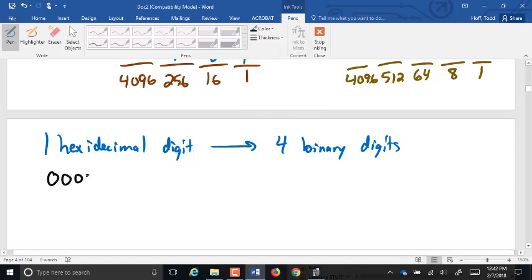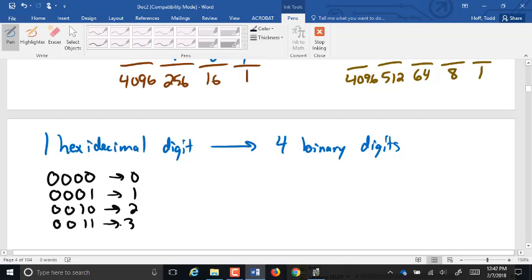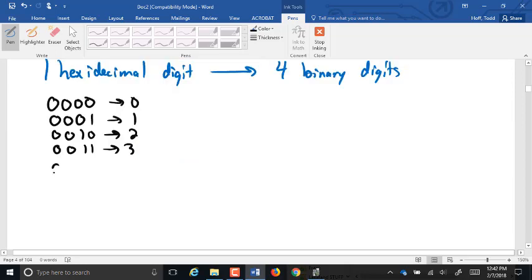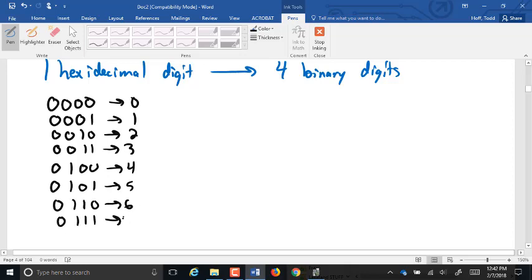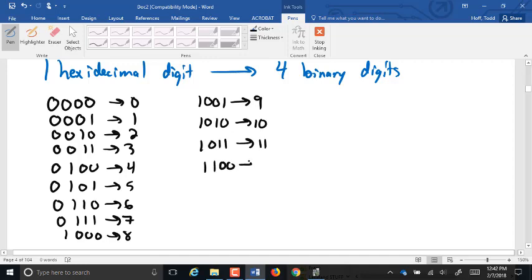If we count them out, 4 zeros is, of course, just 0. 0, 0, 0, 1, that's just 1, right? 0, 0, 1, 0, that's 2. 0, 0, 1, 1, that's 3. And we can count up from there. 0, 1, 0, 0 is 4. 0, 1, 0, 1 is 5. 0, 1, 1, 0 is 6. 0, 1, 1, 1 is 7. 1, 0, 0, 0 is 8. 1, 0, 0, 1 is 9. 1, 0, 1, 0 is 10. 1, 0, 1, 1 is 11. 1, 1, 0, 0 is 12. 1, 1, 0, 1 is 13. 1, 1, 1, 0 is 14. And 1, 1, 1, 1 is 15.